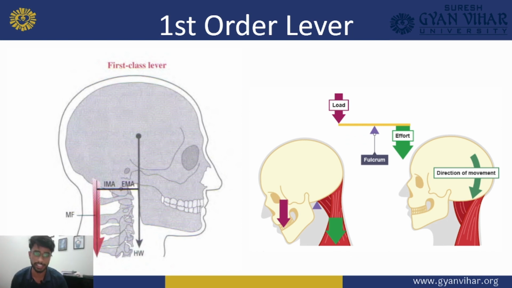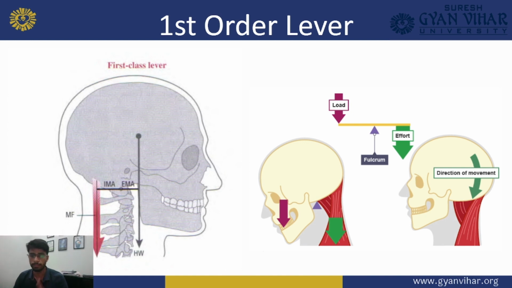As you can see in this image, there is a fulcrum. The fulcrum is at the atlanto-occipital joint. And the effort is put in by the muscles of the neck, the cervical extensor muscles, and the load is produced, as we already discussed, by the skull and the gravity.